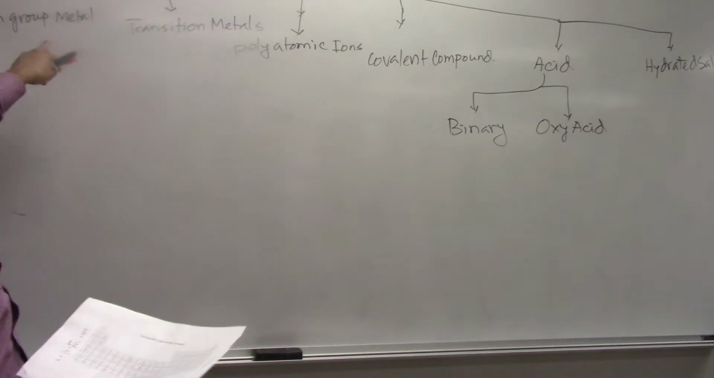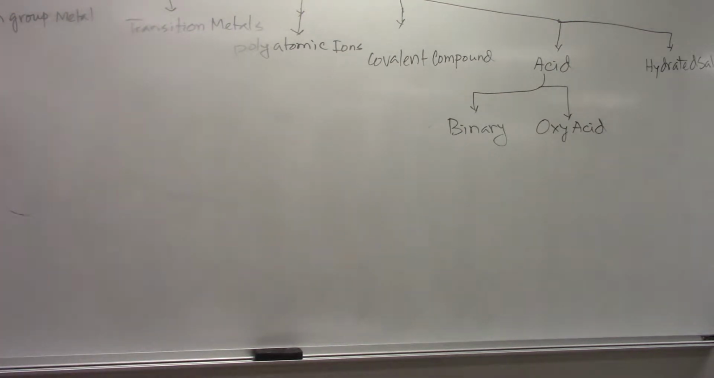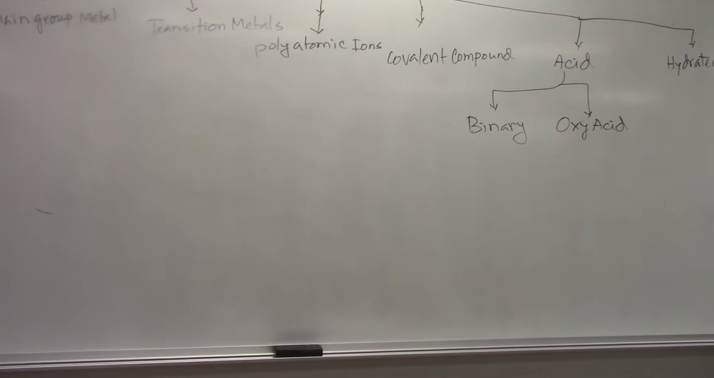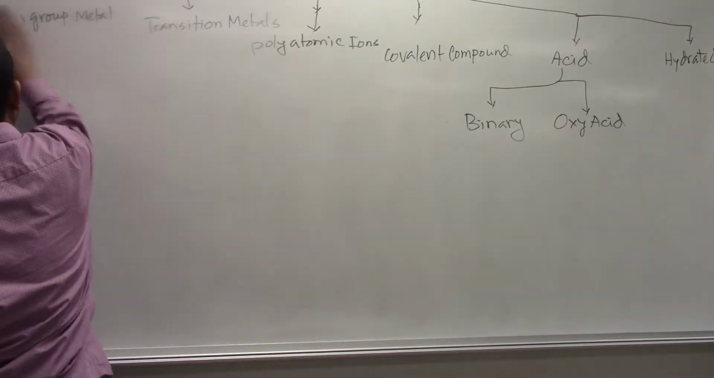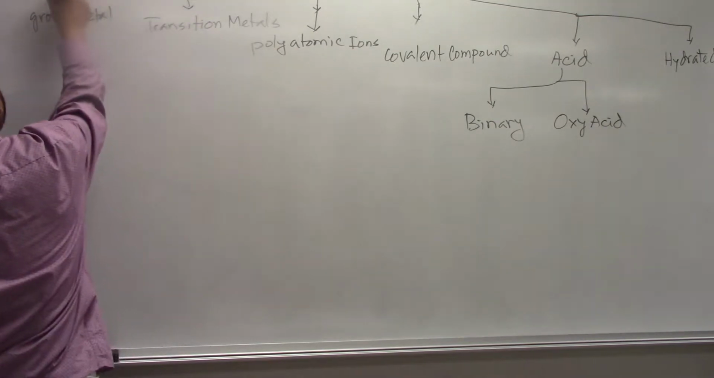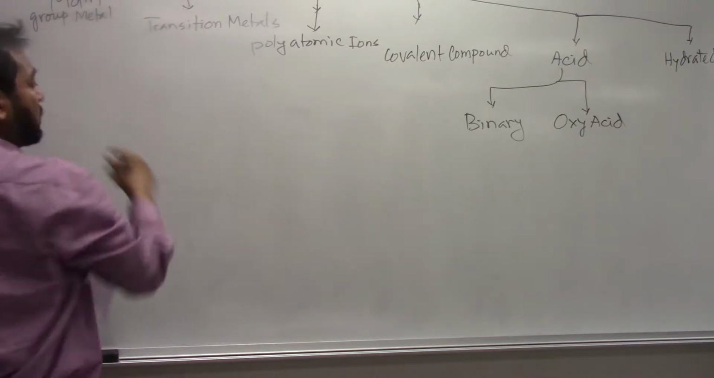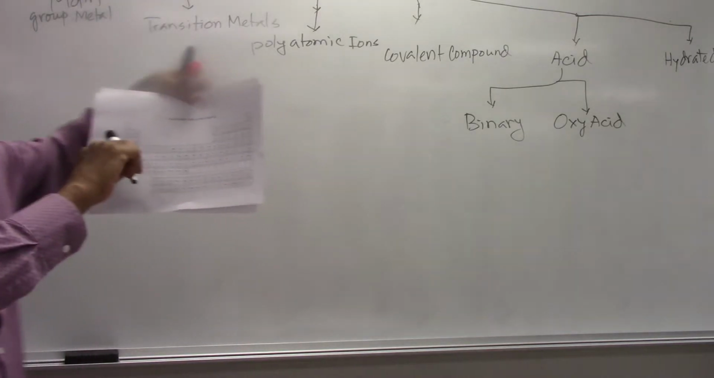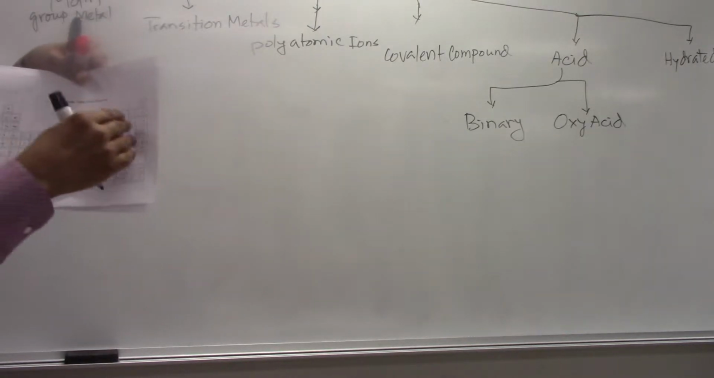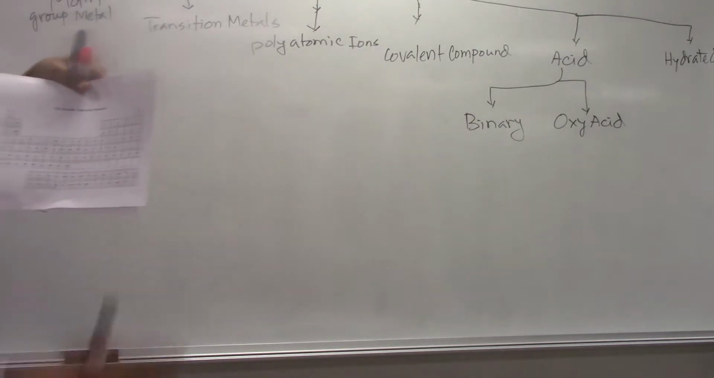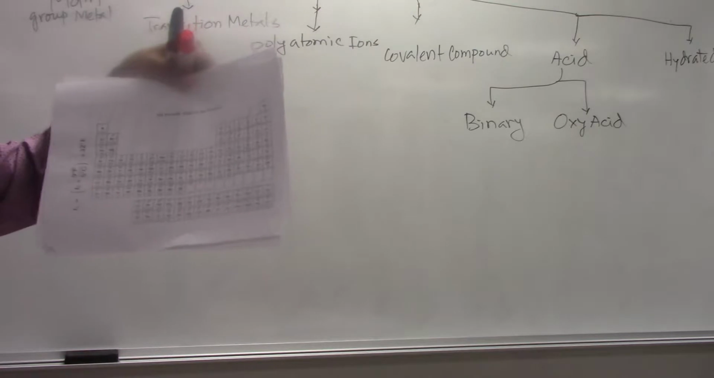So the first category is the main group metals. What are the main group metals? Give me an example, please. So metals are the left side, all of the metals, right? Until the staircase. Remember? So metals are left side, non-metals are the right side. So give me an example of a main group metal name.